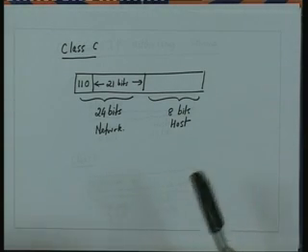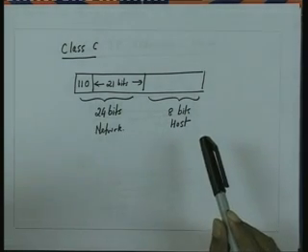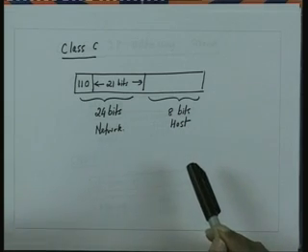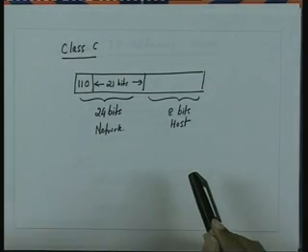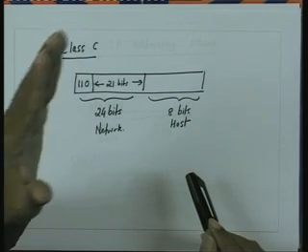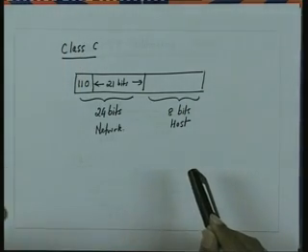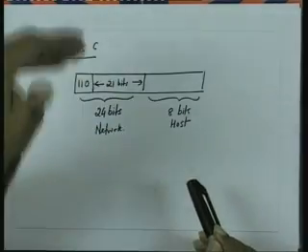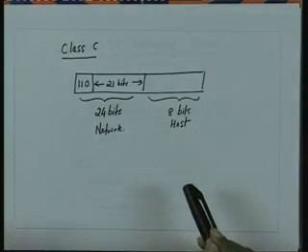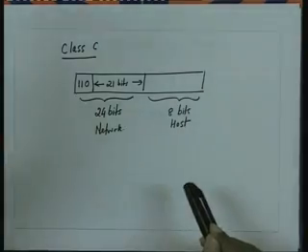So the algorithm is that you determine whether the first bit is 0. If the first bit is 0, then you know that it is a class A IP address. However, if the first bit is 1, then you examine the second bit, and if the second bit is 0, then you know that it is a class B IP address. If the second bit is 1, then you examine the third bit. If it is 0, then it is a class C IP address, and if it is 1, then it is a class D IP address, which is used for multicast purposes. But we are not going to discuss class D IP addresses here.